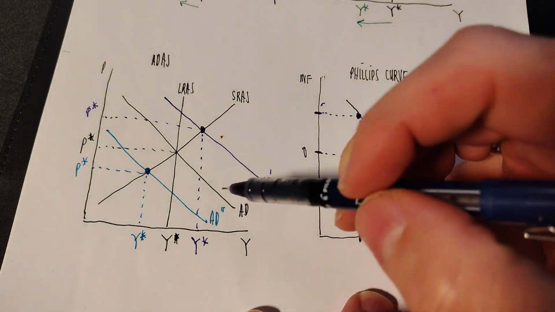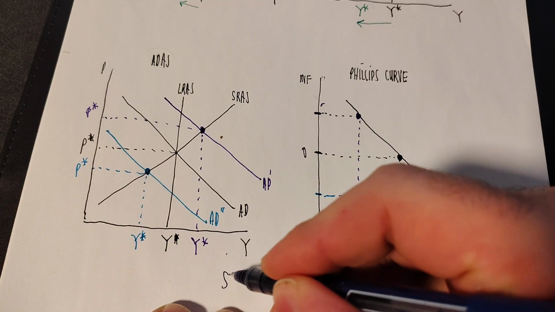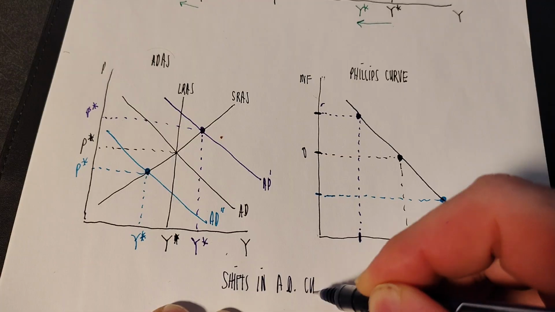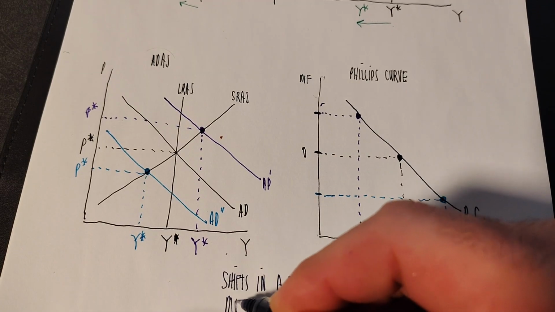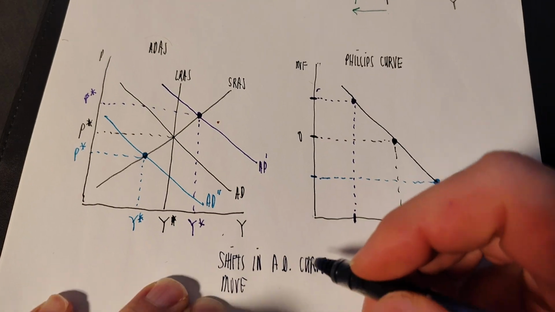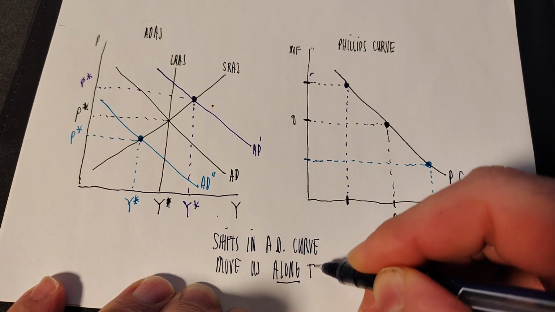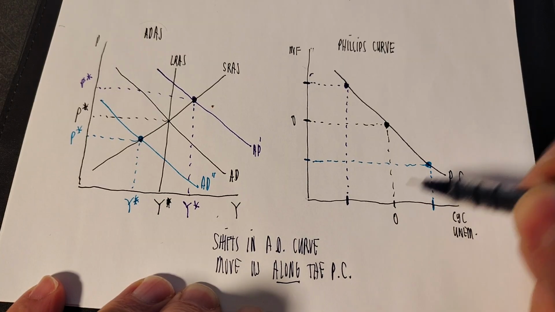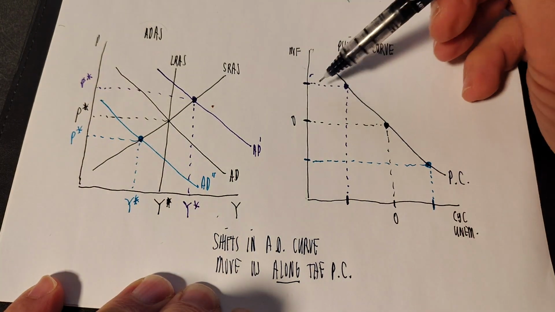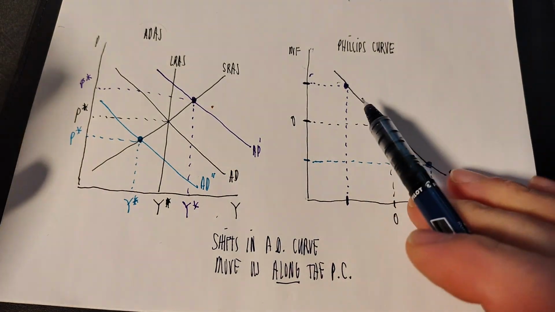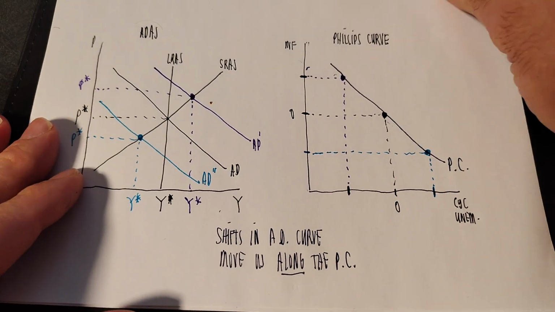Okay, so shifts in the aggregate demand curve move us along the Phillips curve. All right. So when we shift that aggregate demand curve, we're going to be moving up and down this curve. Now, what could potentially cause this curve to shift? That'll be our next point of contention here.